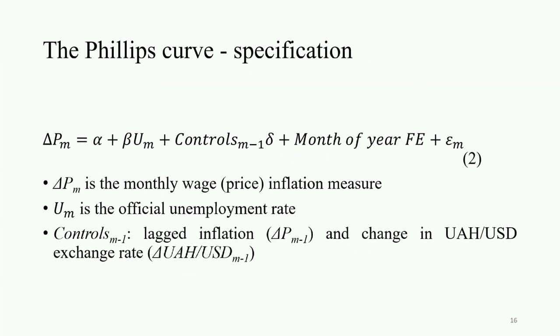Now, moving on to our Phillips curve examination. The model for estimating the Phillips curve is very simple. On the left-hand side, we have the monthly wage inflation measures. On the right-hand side, we have the official unemployment rate and different types of control variables such as the lag of the inflation index or change in the exchange rate and monetary fixed effect.